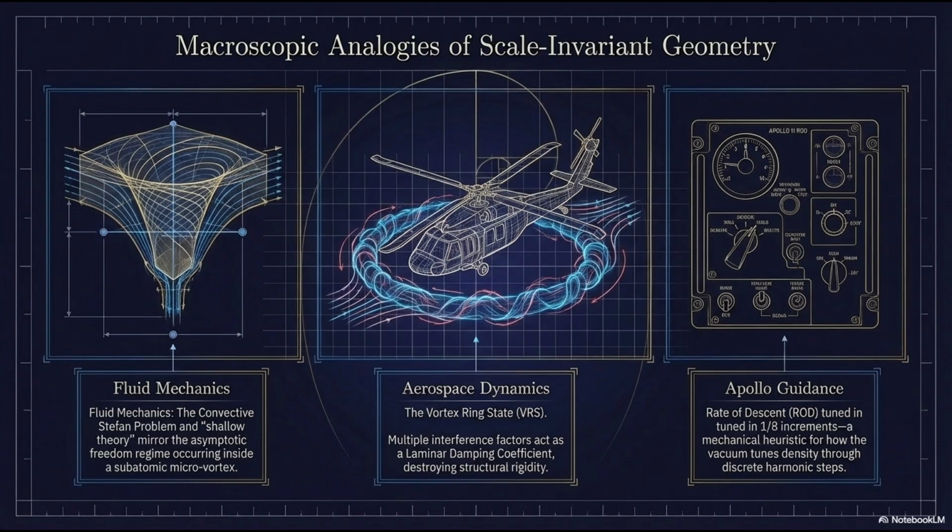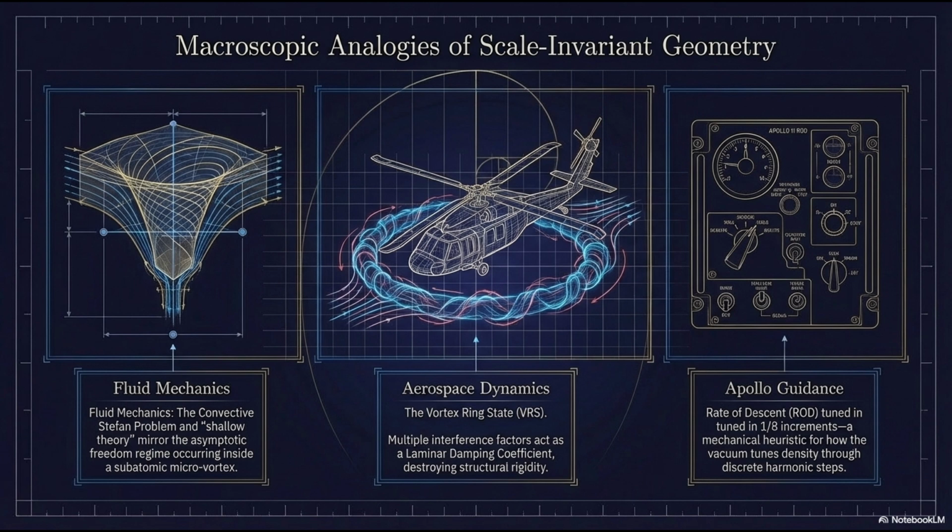If they had tuned the computer to adjust in smooth, continuous gradients, the feedback loop between the thrust and the vacuum resistance would have amplified irrational phase waves. Meaning what? Essentially causing the lander to violently oscillate. They had to use discrete, stepped increments to stay within the stable valleys of the interference pattern.